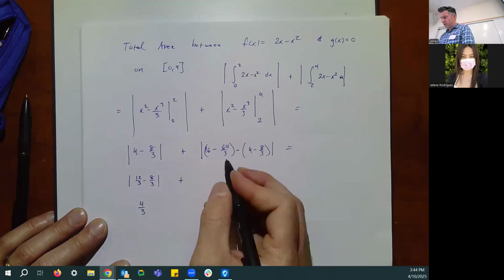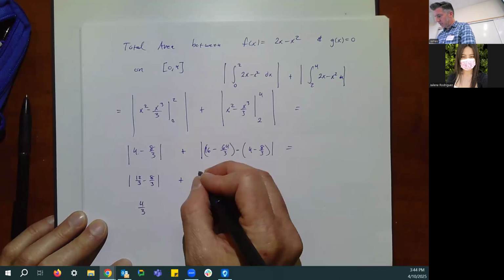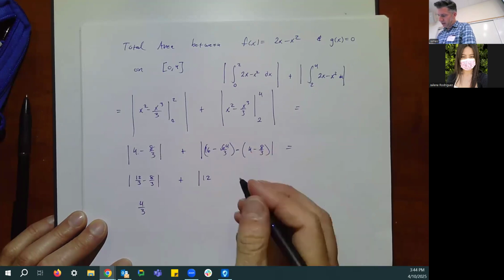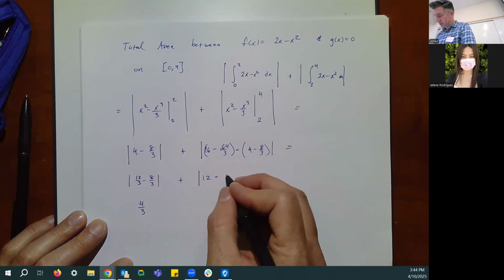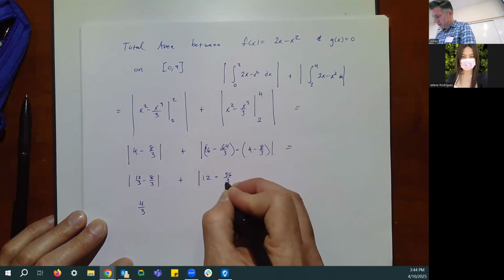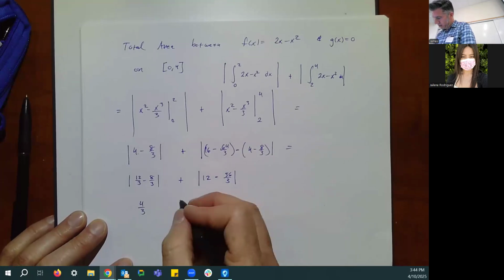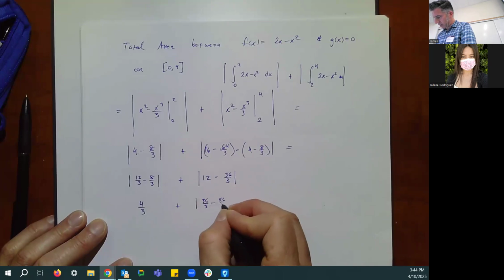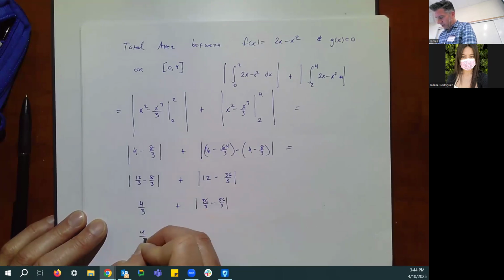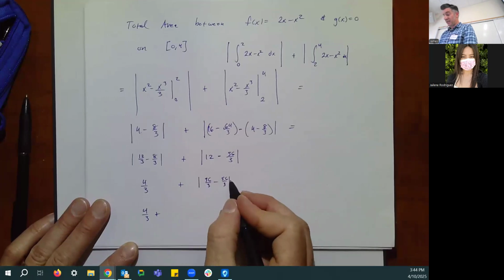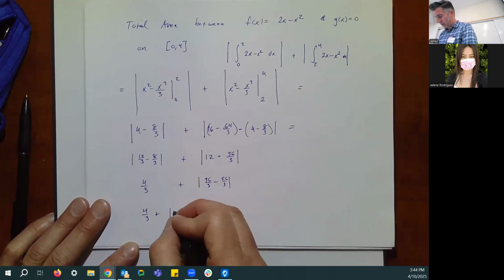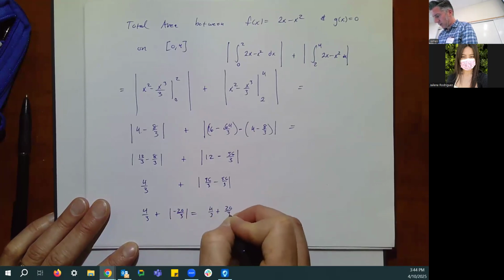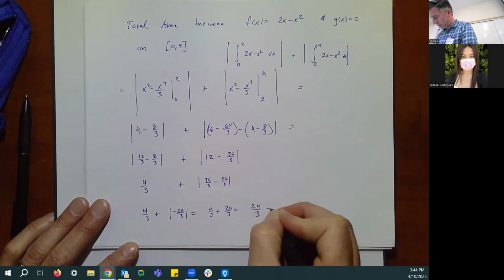Plus over here, let's see. All right. Absolute value. 16 minus 4 is 12. Negative 64 plus 8 is negative 56. That seems terrible. Let's see. 12 is 36 over 3 minus 56 over 3. So that's going to be 4/3 plus 36 minus 56 is negative 20. So the absolute value of negative 20/3. Finally, we get 4/3 plus 20/3, which is 24/3, which is the best number ever, 8.